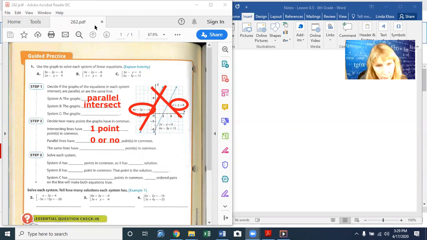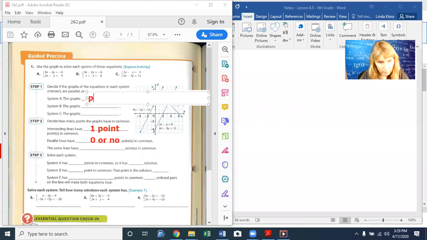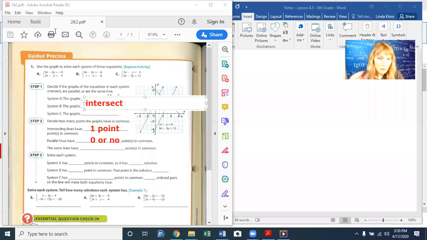So let's go and erase what we had circled here. Oh, it erases everything. I don't know why it does that. I want to put that back in there again. Parallel, and the other one was the graphs intersect, right? We have the word intersect in there. Okay. All right. 2x minus y equals 4.